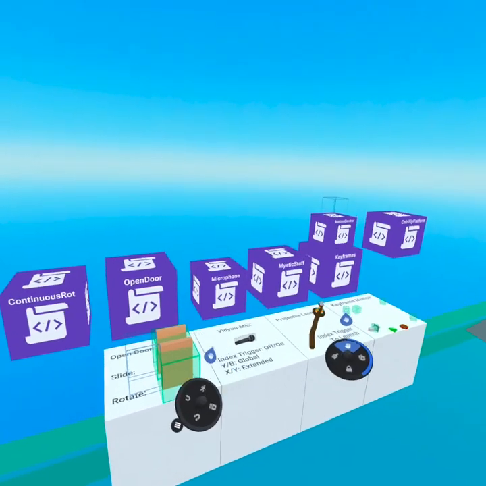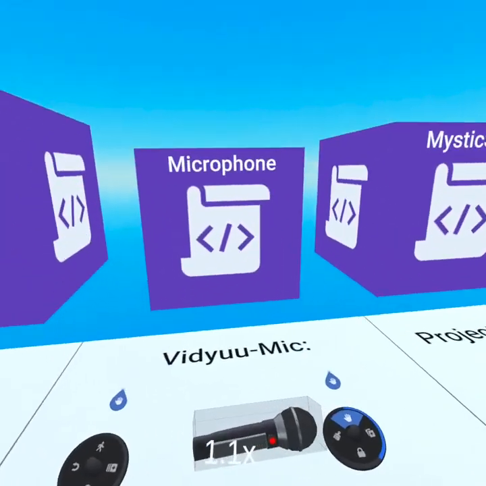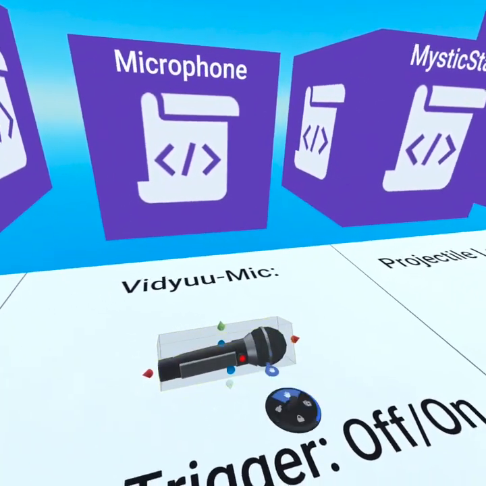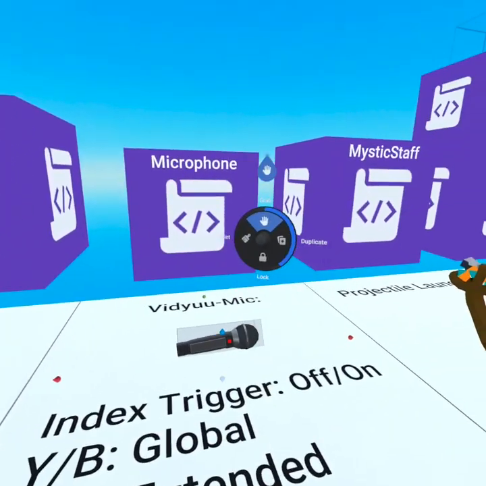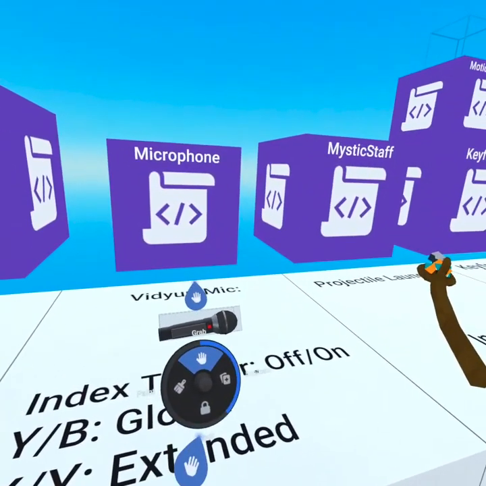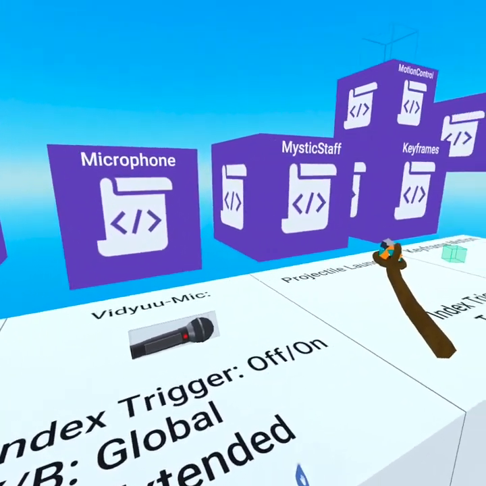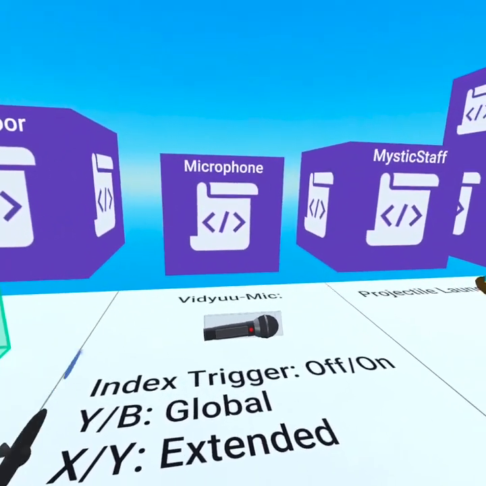But they look cool. Next up, let's talk about this microphone. I don't recommend using the script for the microphone. I just recommend using the microphone. And it's pretty straightforward to use. You press your index trigger to turn it off and on, and you can use your upper button to make it global, your bottom button to make it extended. And so that allows you to choose what type of voice settings you want. And when you let go, it goes back to the environment settings.